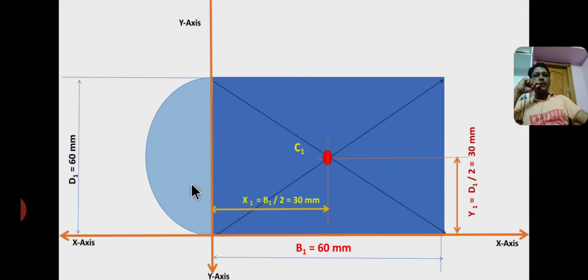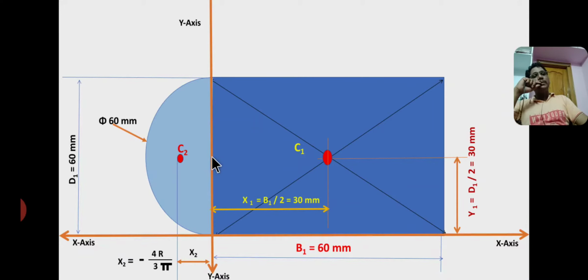Coming to the second section, this is a solid semicircle having diameter d equal to 60 mm and radius equal to 30 mm, and the centroid lies at a distance of x2, from this point here to here. So the distance between centroid C2 and the y-axis is x2 equal to 4r by 3 pi. In the previous slide I explained the basic formulas, so from that slide I have written here 4r by 3 pi.